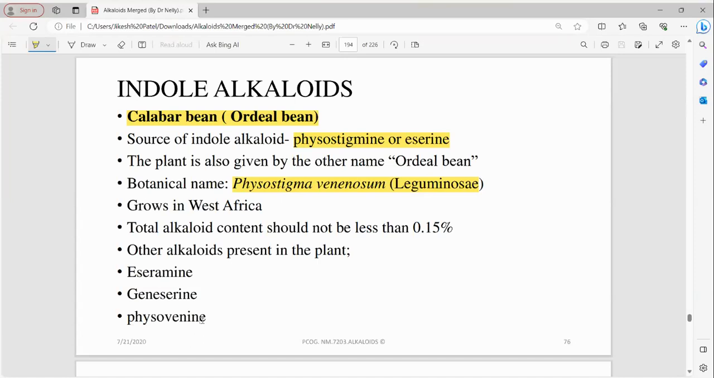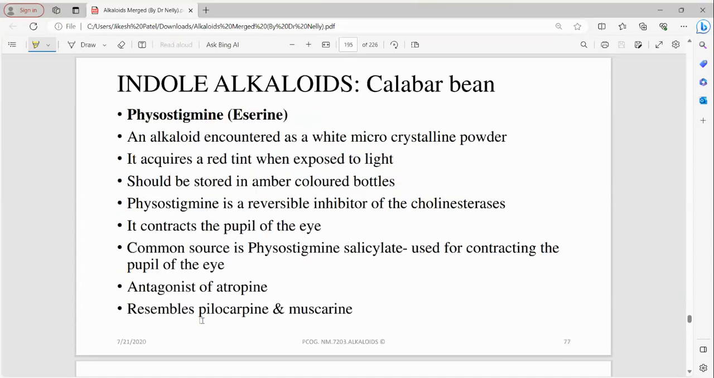The other alkaloids present are not really pharmaceutically important. So for the calabar bean, this is where we get our physostigmine. And we know how physostigmine is used. It's a reversible inhibitor of the acetylcholinesterase enzyme.